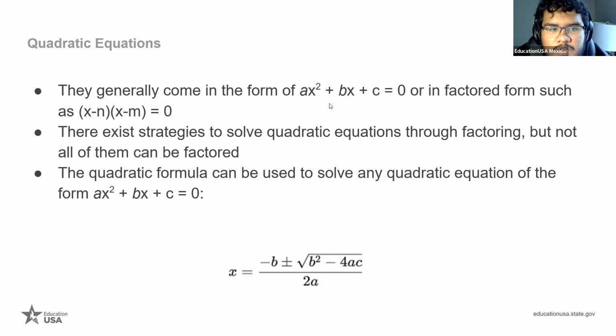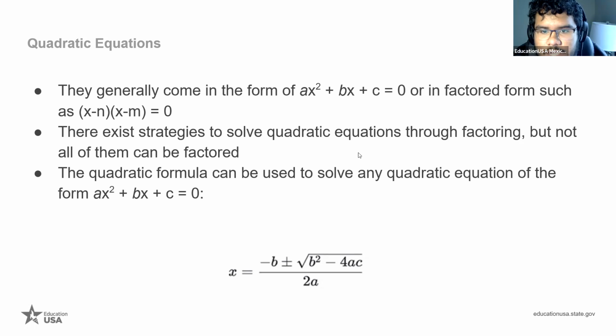There exist various strategies to solve these quadratic equations through factoring, so that you turn this ax squared plus bx plus c into something that looks more like x minus n times x minus m. Because when it's in this factored format, you can easily see the correct solutions to the quadratic equation. It's just n or m.